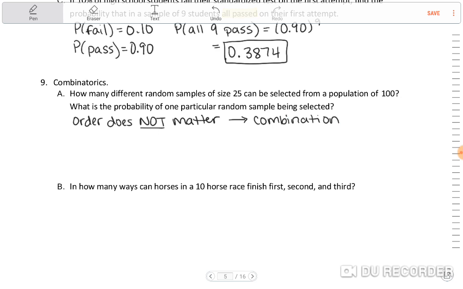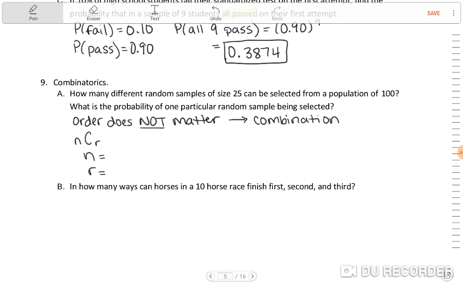Okay, now if order does matter, we would use a permutation. If order does not matter, we're going to use a combination, and so that's that nCr. We need to know what n and what r is. So n, remember, is going to be your sample size, like always, right?